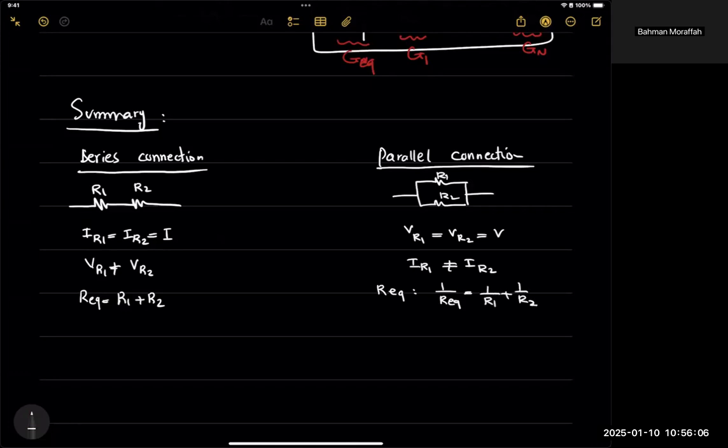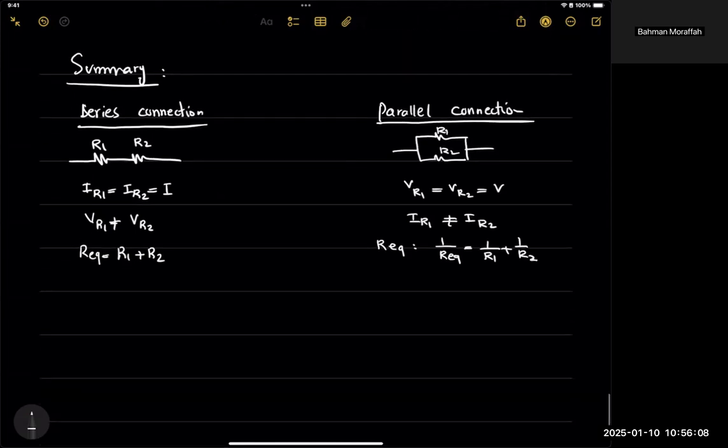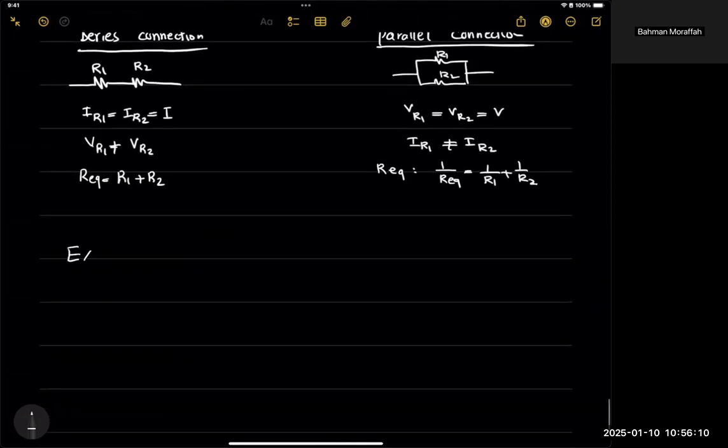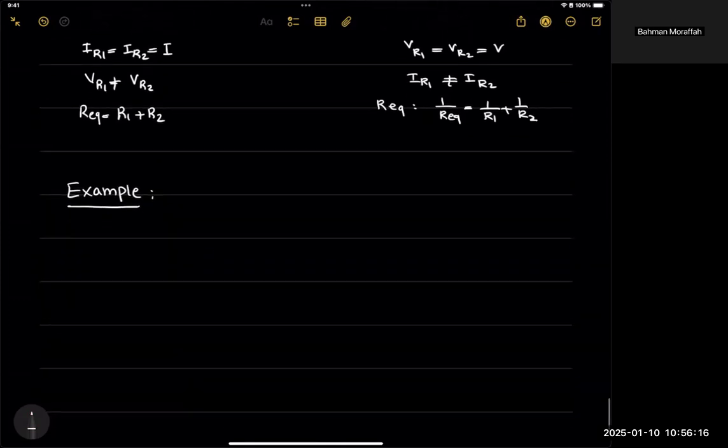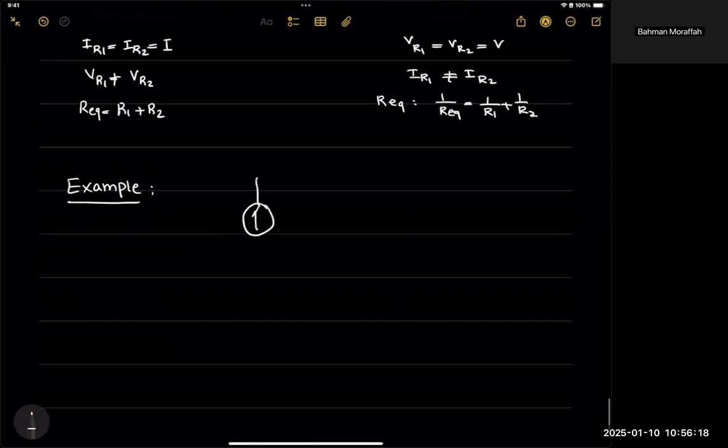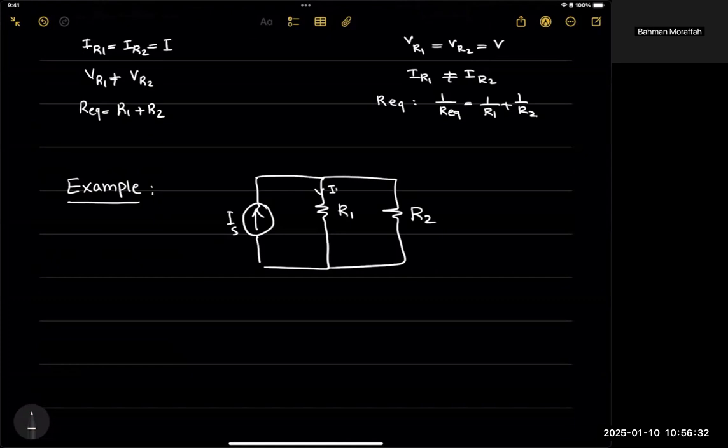Right? So let's just do a quick example as well. Let's just say I have a circuit that looks like this. I have a current source with value I of S. Let's just say this I of S is given to me. And I have R1 and R2 in parallel with that. And the question is, I want to find this I of R1 and I of R2.